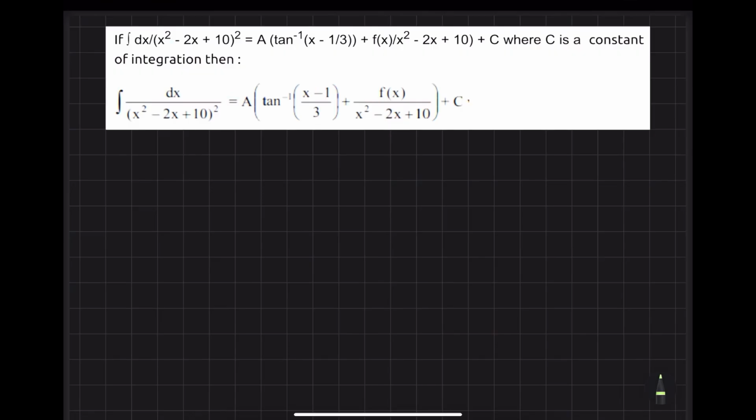So we have to integrate this part. Integration of dx by (x² − 2x + 10) whole square. Okay, so look at the problem.